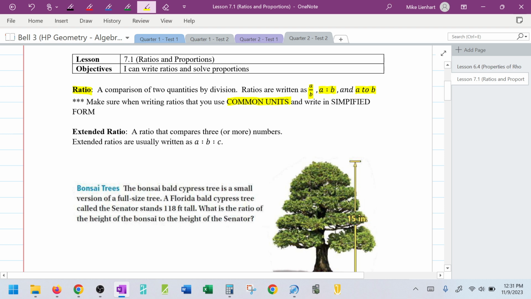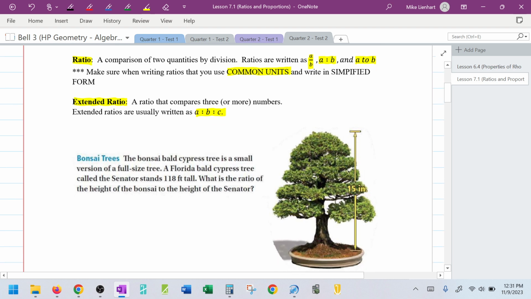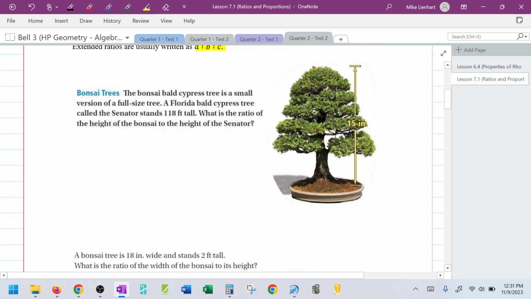Now, if you hear about something called an extended ratio, an extended ratio just simply means that you're comparing more than two things. So an extended ratio couldn't be written as a fraction, but instead they're going to say like A:B:C. And we'll see some examples of that in a minute. Okay, so let's take a look at this first example.